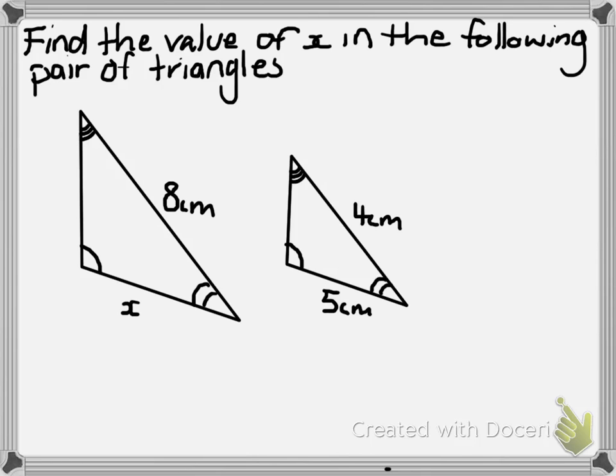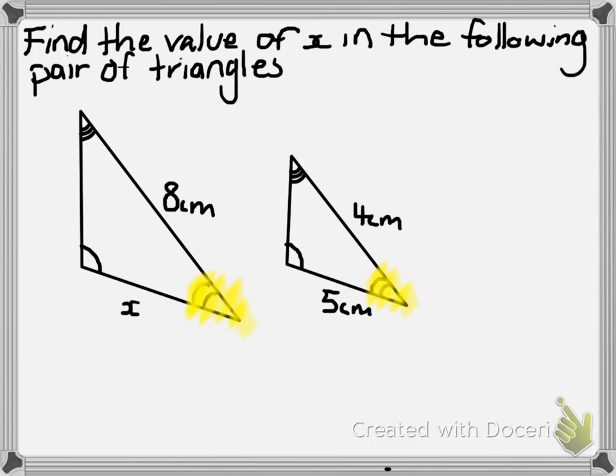and what that means is that each of their three corresponding angles are equal. So this angle here is equal to this angle here. This angle here is the same size as this angle here. And this angle here is the same size as that angle there.